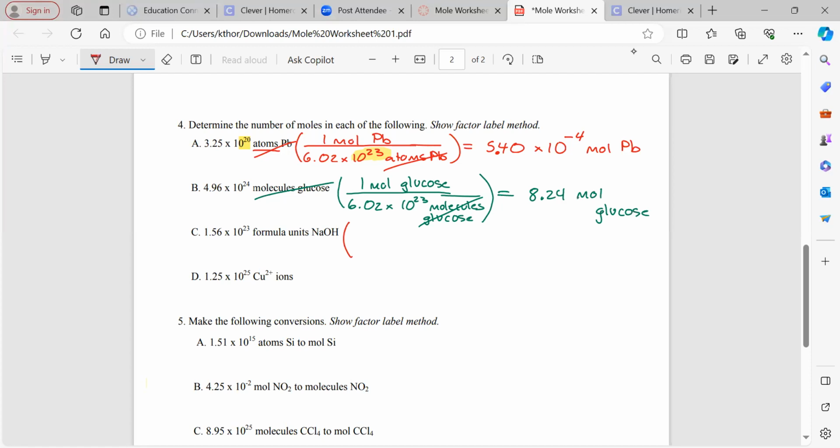1.56 times 10 to the 23rd formula units of sodium hydroxide. That's going to be a formula unit. That's a compound. Okay, so I'm going to put Avogadro's number on the bottom.